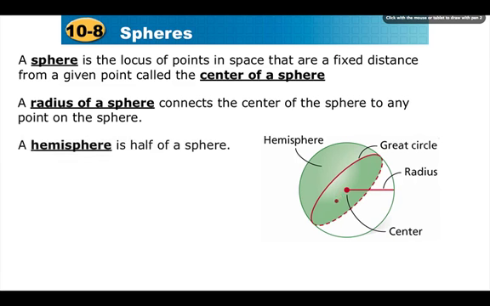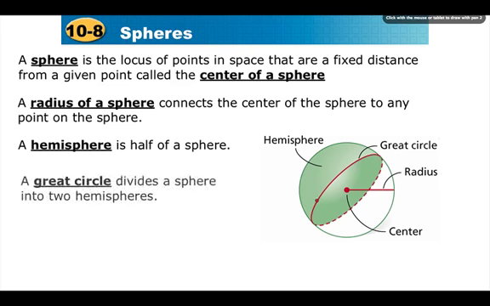Then a hemisphere is half of a sphere, so this green shape that you see here is what we call a hemisphere. And a great circle divides the sphere into two hemispheres. So this is the great circle of this sphere. Let's move on to the next slide.